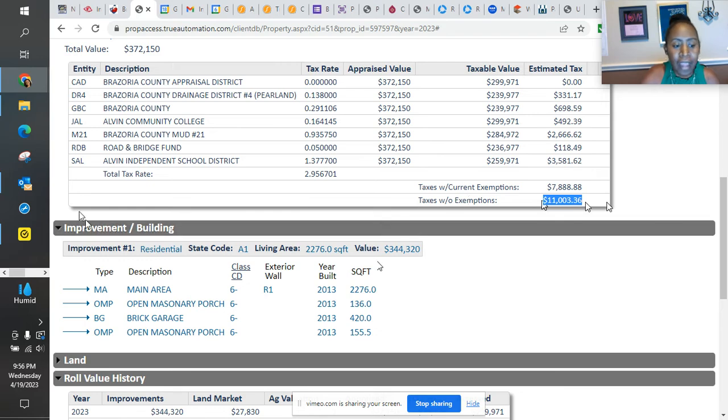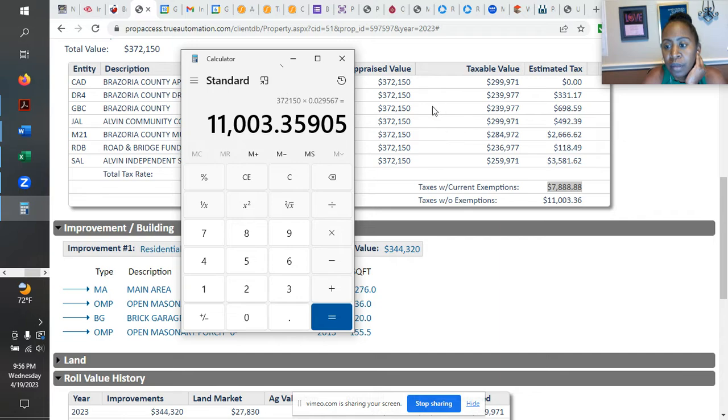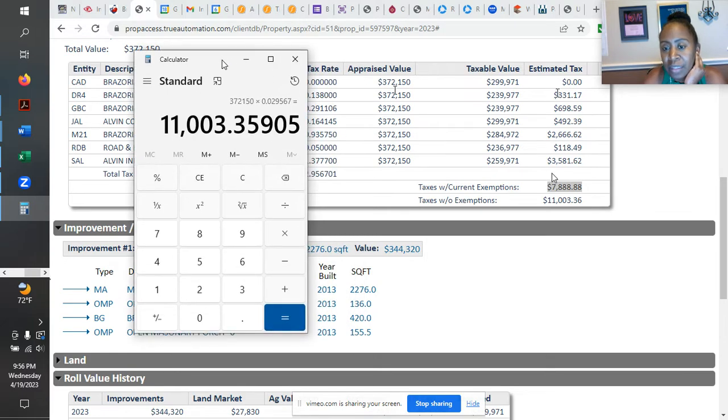Now, because they have a homestead exemption, they're going to pay significantly less in taxes. And remember, this is your annual tax amount. So they're actually going to pay the $7,888.88. And that number comes from these values over here totaled. So instead of paying taxes on the 150, remember they're paying taxes on the taxable values, which are here.